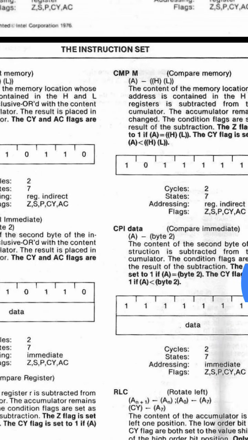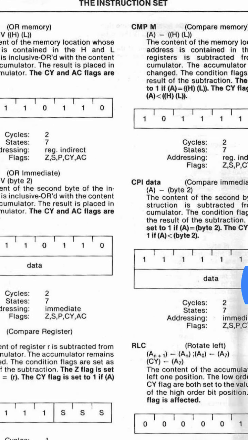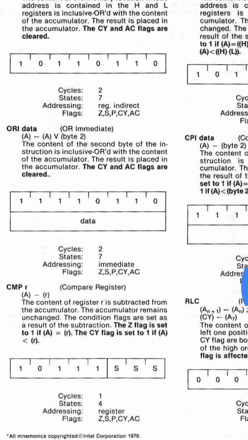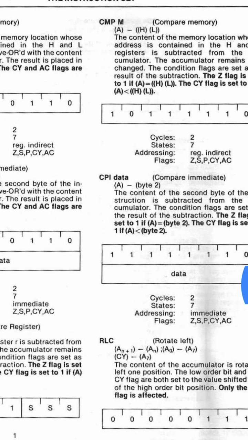Then the next instruction is CMP memory. Compare memory. The HL register points to a memory location whose contents will be compared with the contents of the accumulator in the same manner that we have seen just before, in CMP R. Similarly, CPI data, the comparison between the accumulator content and the data byte will be done here.